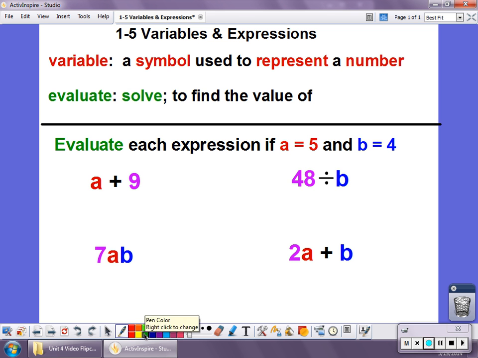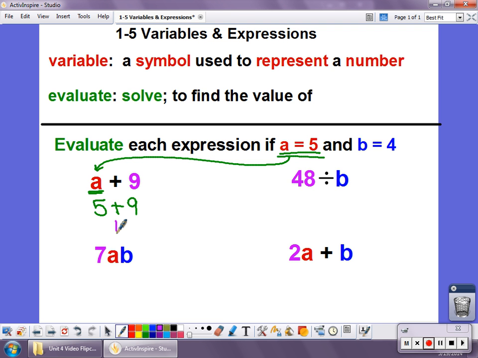So this process is kind of like what we've done when we've had formulas before. We're going to take the value here of a, which is 5, and we're going to take that and plug it into this problem. So instead of saying a plus 9, we know that a equals 5, so what we really have here is 5 plus 9. And 5 plus 9 is 14.